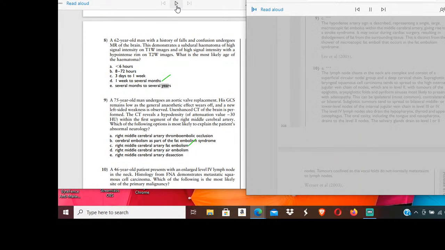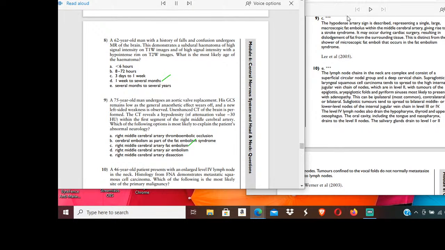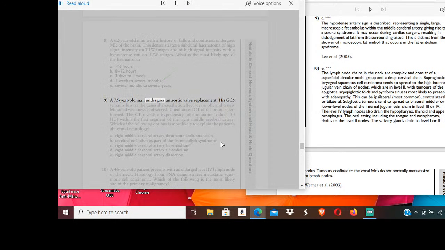9C. The hypodense artery sign is described. 9. A 75-year-old man undergoes an aortic valve replacement. His GCS remains low as the general anesthetic effect wears off, and a new left-sided weakness is observed. Unenhanced CT of the brain is performed. The CT reveals a hypodensity of attenuation value 30 HU within the first segment of the right middle cerebral artery. Which of the following options is most likely to explain the patient's abnormal neurology? A. Right middle cerebral artery thromboembolic occlusion. B. Cerebral embolism as part of the fat embolism syndrome. C. Right middle cerebral artery fat embolism. D.